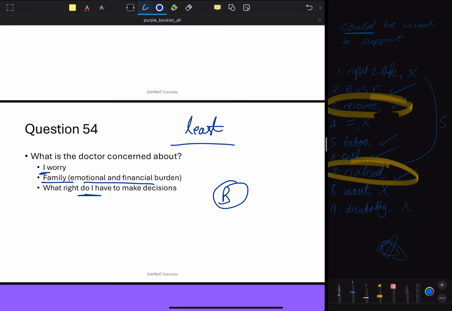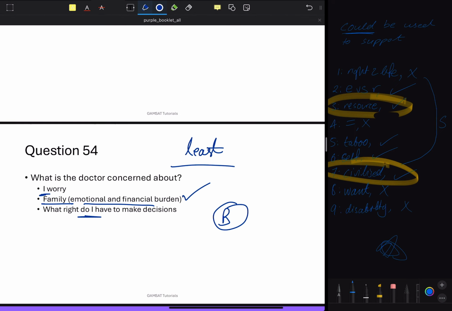So A, they're concerned about the welfare of the family. Yes, because it specifically talks about emotional financial burden. C, own feelings of a human being. Yes, what right do I have to make decisions? Then D, sense of duty as a doctor. So the speaker is concerned about everything apart from the rights of the infant, which is why the answer option is B. Okay, hopefully you followed that.